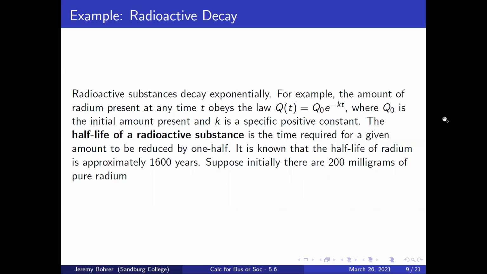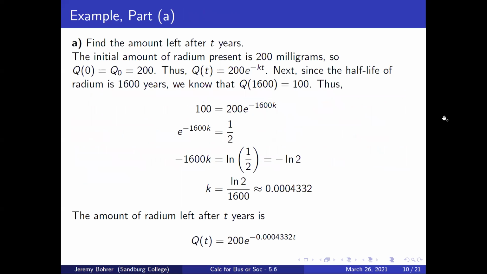Radioactive substances decay exponentially. For example, the amount of radium present at any time t obeys the law Q of t equals Q naught times e to the negative kt, where Q naught is the initial amount present and k is a specific positive constant. The half-life of a radioactive substance is the time required for a given amount to be reduced by 1/2. It is known that the half-life of radium is approximately 1600 years. Suppose initially there are 200 milligrams of pure radium. Find the amount left after t years.